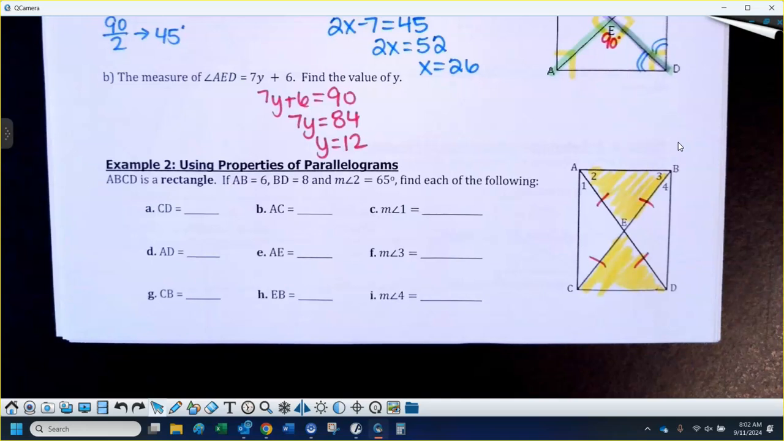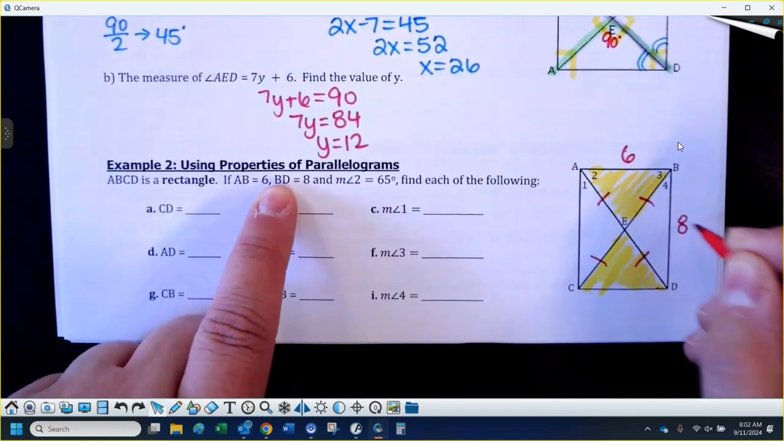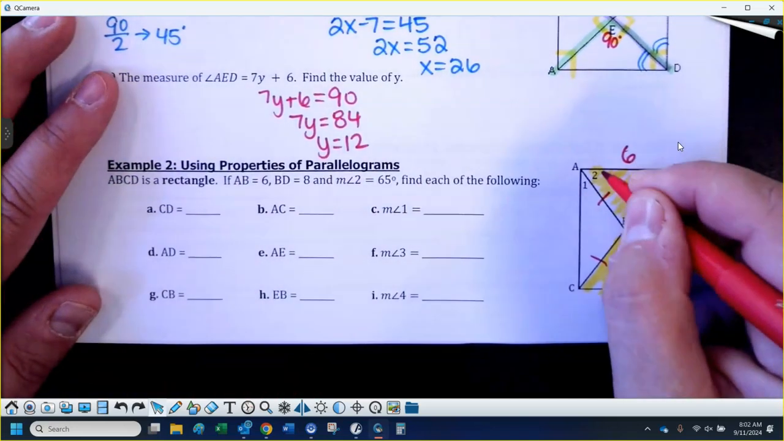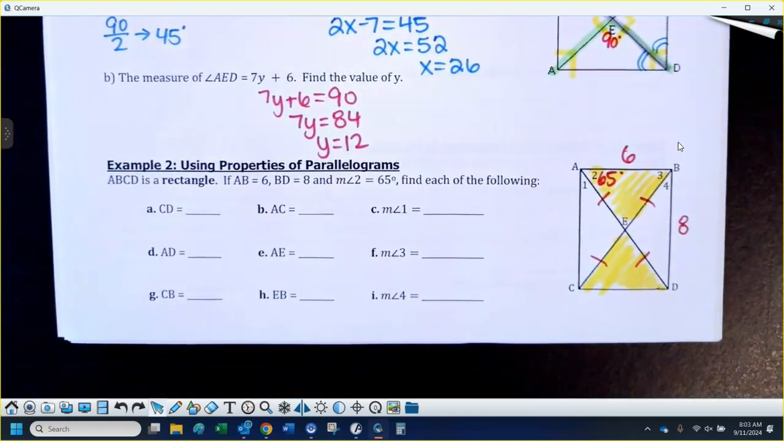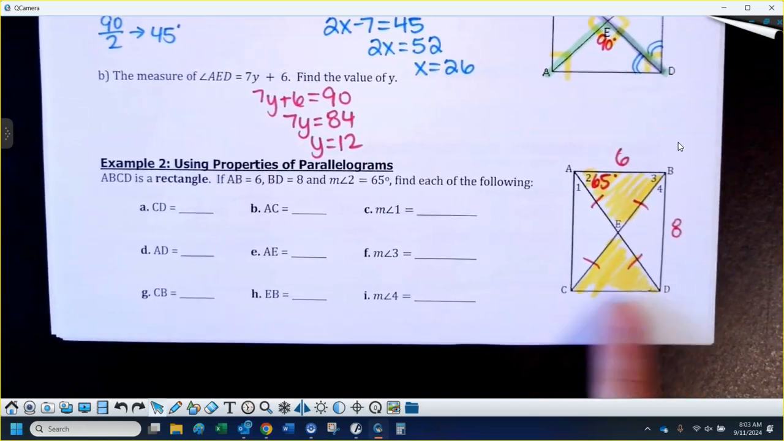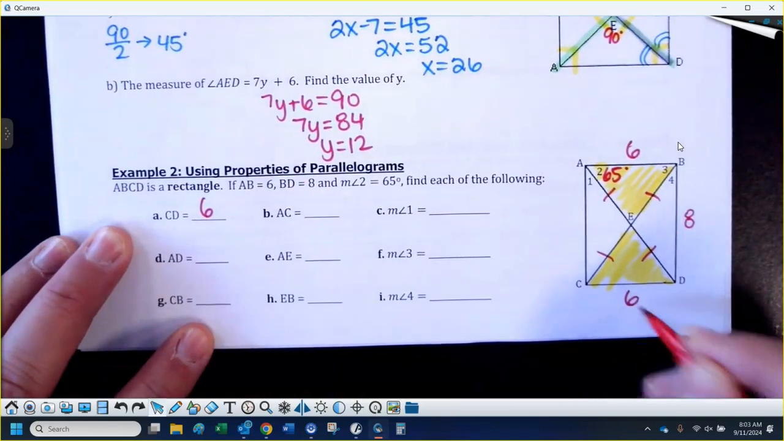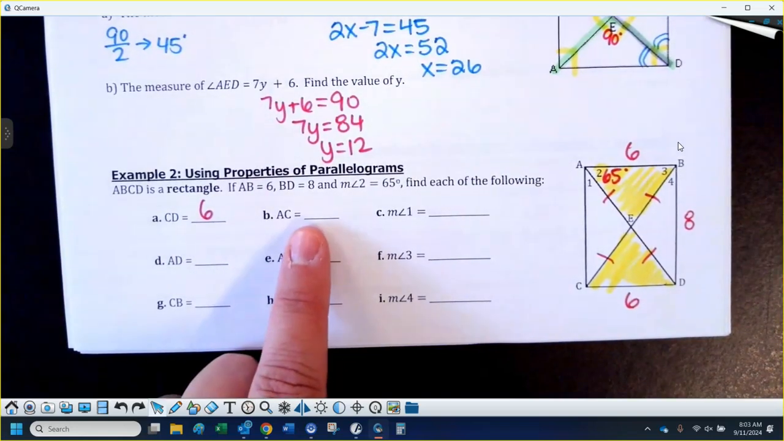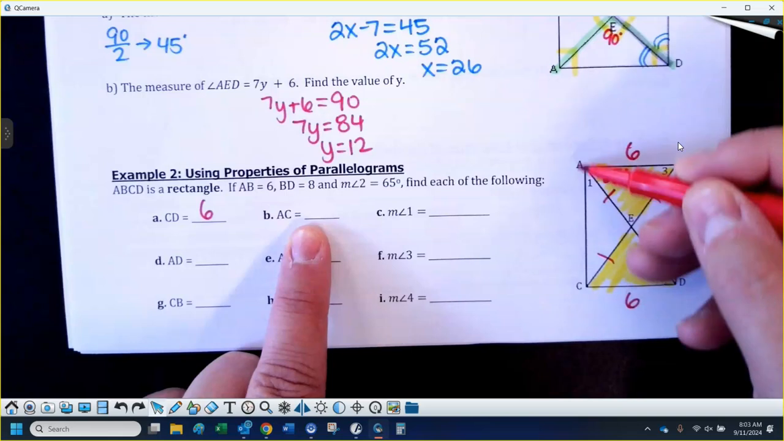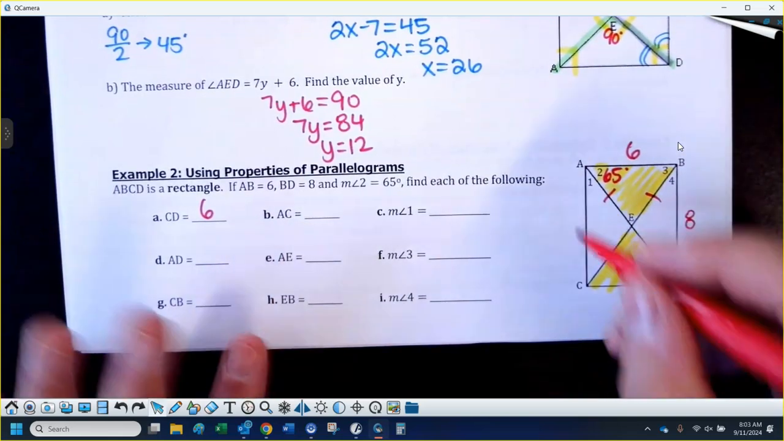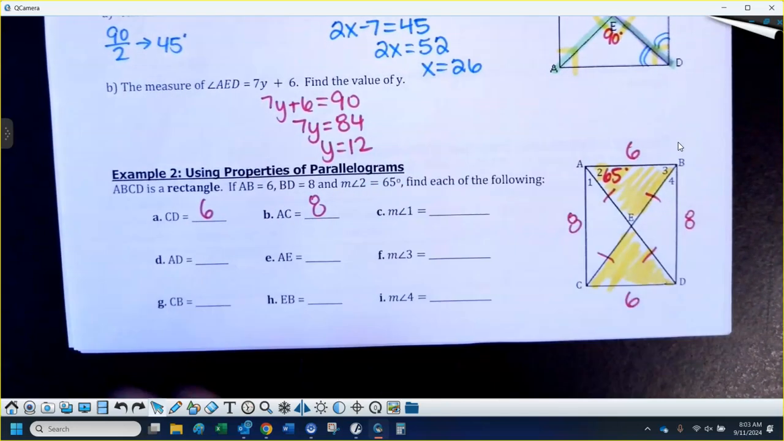Now they're going to give us just a couple pieces of information here. They say AB, which is here, is 6, and BD, which is here, is 8. Angle 2 is 65 degrees. Now we're going to see if we can find some of these angle measures and some of these sides. So where is CD? CD is across the bottom. How long would that side be? 6. Opposite sides are congruent, just like a parallelogram follows all those properties. Okay, AC, the side across the left, what would the length of that be? 8. Perfect. Opposite sides have to be congruent.